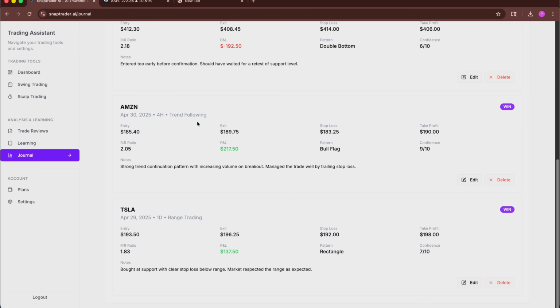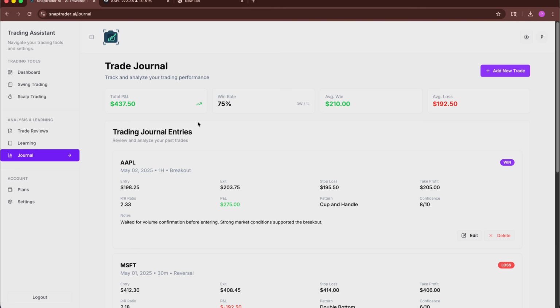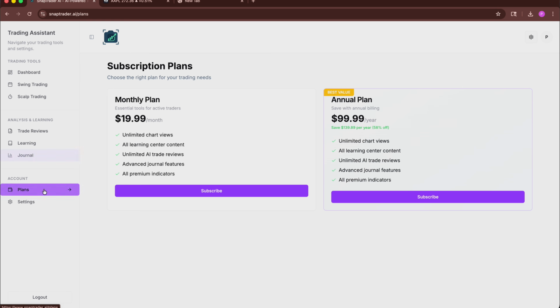Finally, there's a journal where you could journal each of your individual trades so you could analyze your win rate as well as your average win, your total profit and loss, and your average loss. This is a great way to manage your trades and look at how you're doing long term from their platform directly and not needing to write down or make any notes or calculate your win rate yourself or your average win. Now we'll go to the plans.